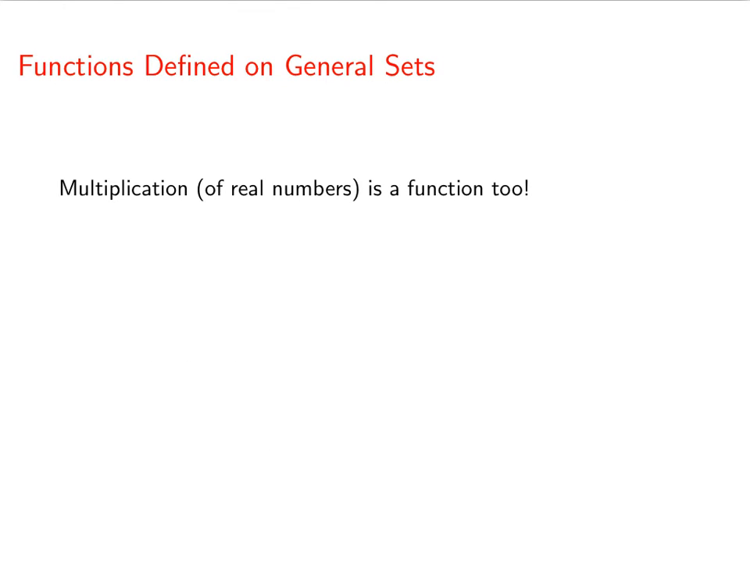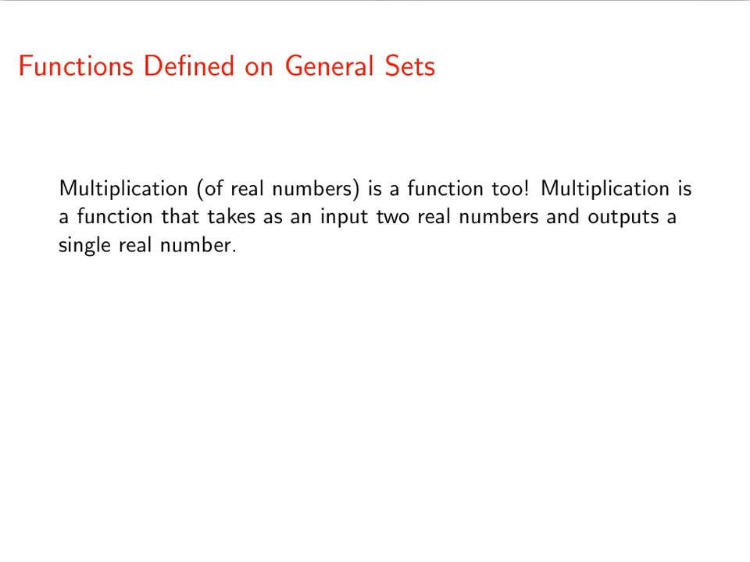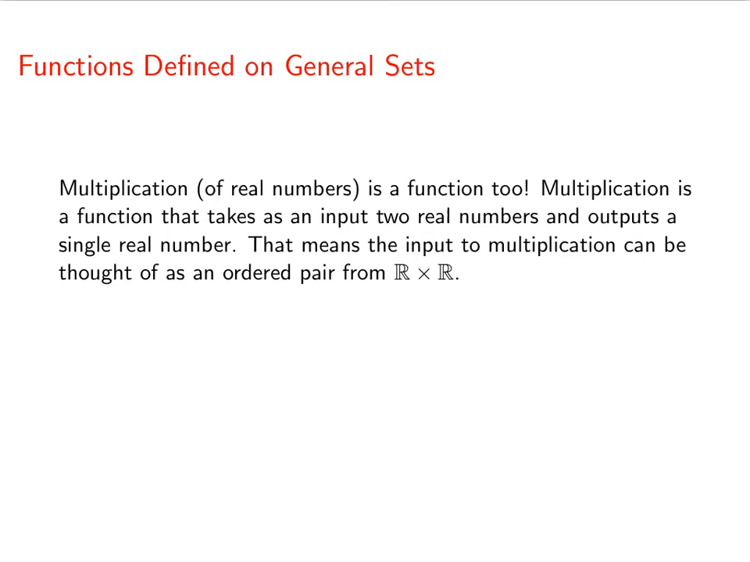All right, multiplication. So if we multiply real numbers, that's a function. So multiplication is a function that takes as its input two real numbers and outputs a single real number. So we can think of the input to multiplication as an ordered pair that comes from R cross R. So we can define the function m, this is the multiplication function, which maps R cross R into R by saying that m of a comma b is equal to a times b.